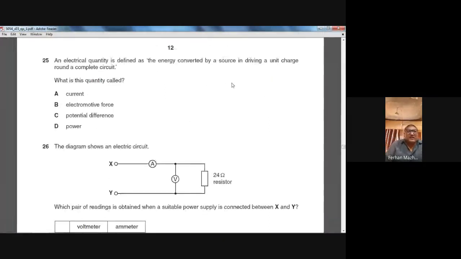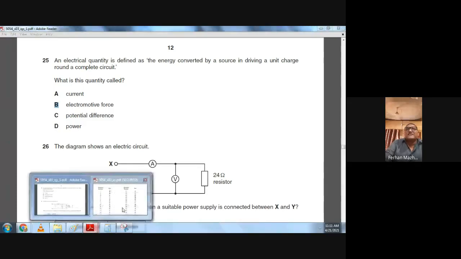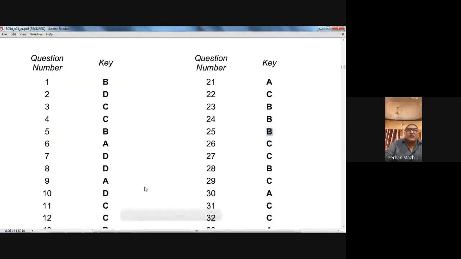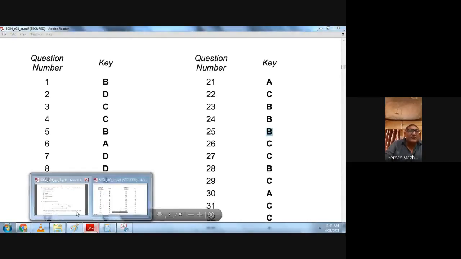An electrical quantity is defined as the energy converted by a source in driving a unit charge round a complete circuit. What is the quantity? This is the definition of the EMF, electromotive force. EMF, B is the choice. Question number 25, B is the right choice, sir. You can see that on the marking scheme.